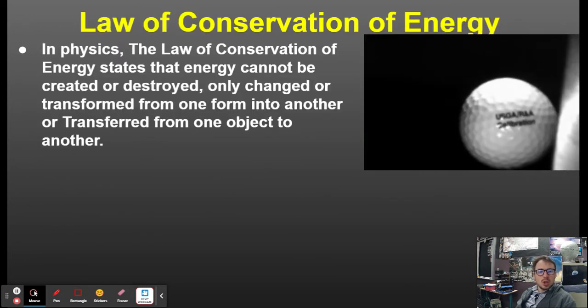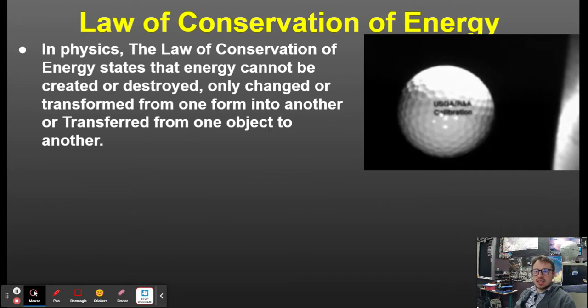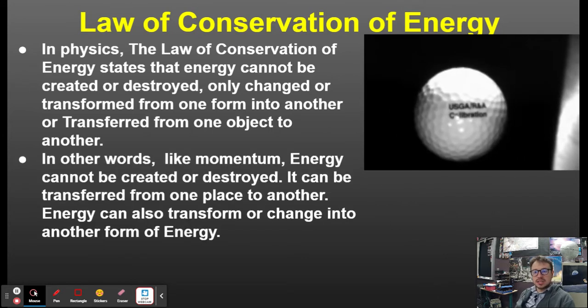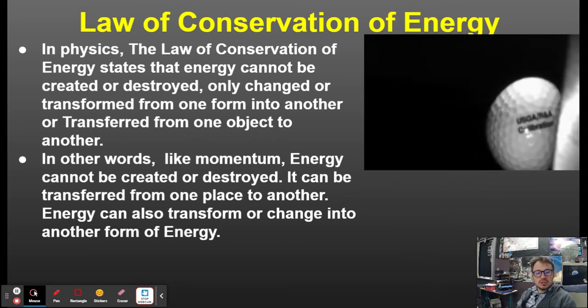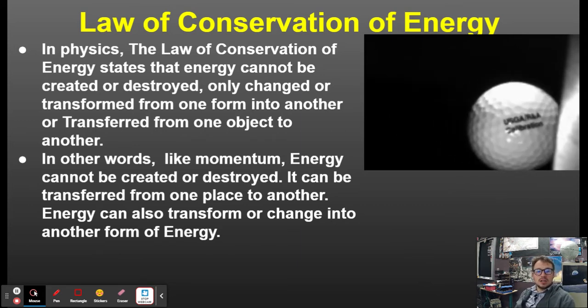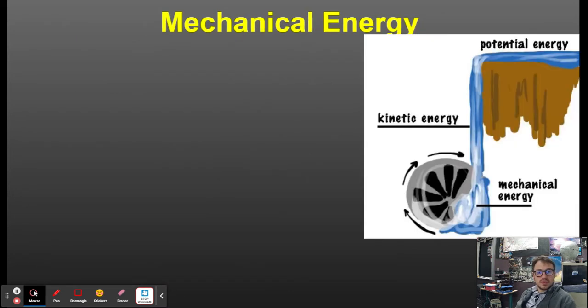So we looked at the law of conservation of energy, and it states that energy cannot be created or destroyed, only changed or transformed from one object to another. It can be transferred, but it can also change or transform into other forms of energy.